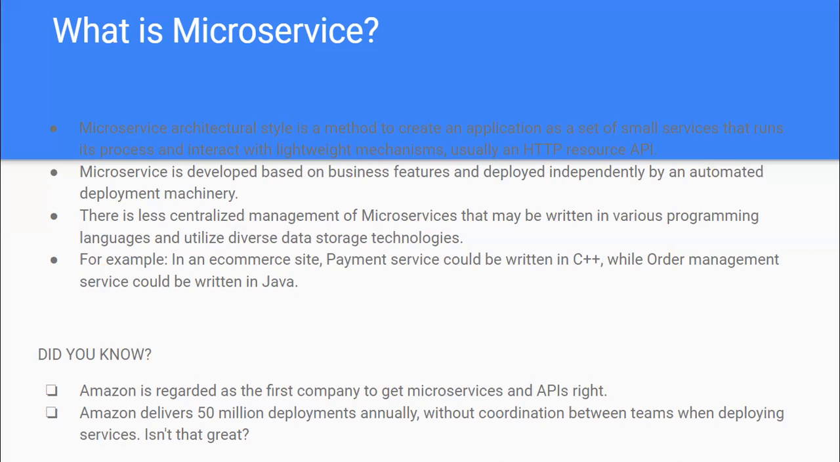Amazon is regarded as the first company to get microservices and APIs right. Amazon delivers 50 million deployments annually without coordination between teams when deploying services. Isn't that great?